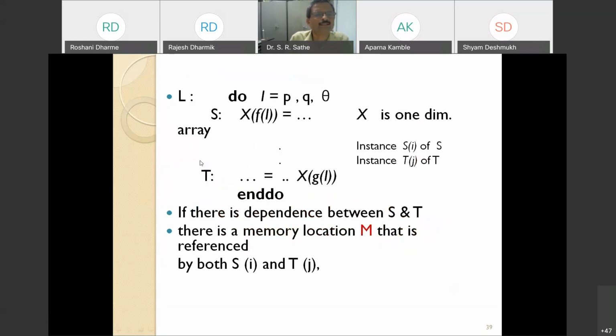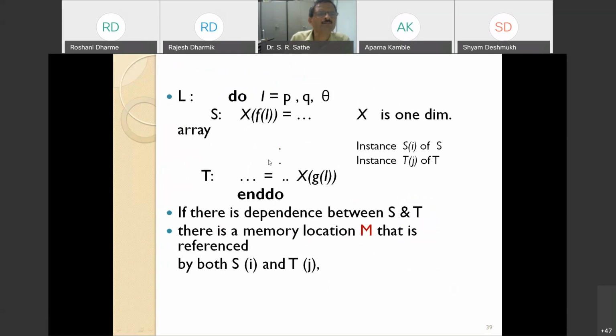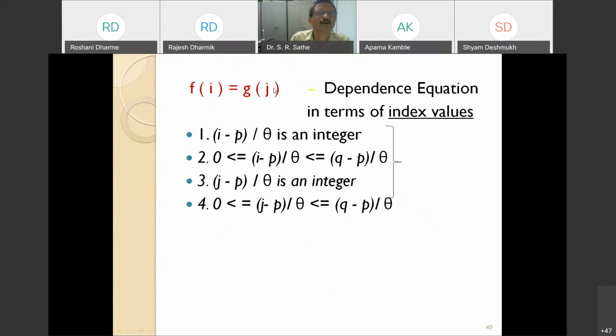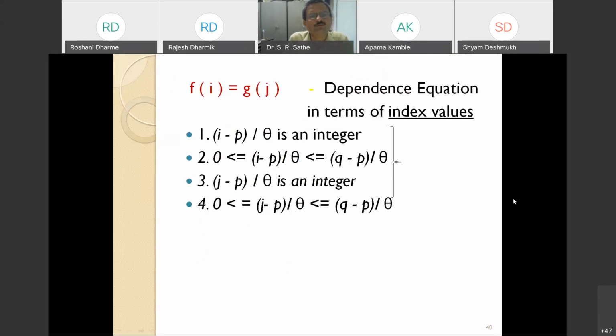So it looks like this: X of f(i), and at T it is read. If there is a dependence between S and T, there is a memory location M that is referenced by both S(i) and T(j). So f(I) must be equal to g(J). This is the dependence equation in terms of index values, where (I minus p) by theta is an integer, and (J minus p) by theta is an integer.